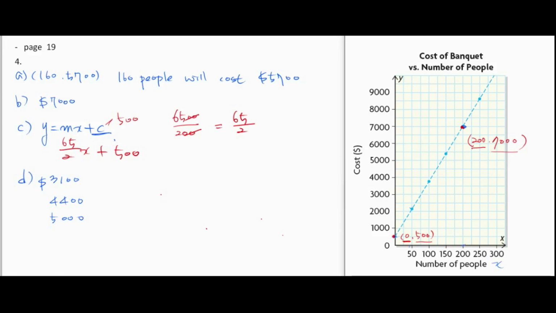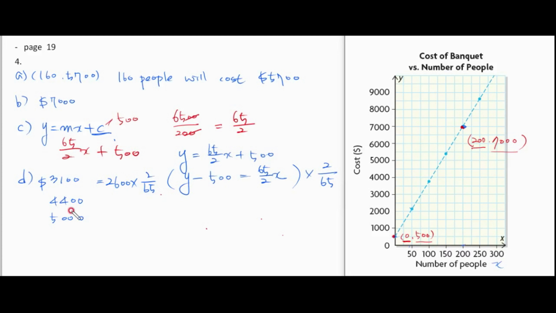And D asks, using the equation, to find out how many people attended if the cost is $3,100, $4,400, and $5,000. So because the cost is y, we'll just manipulate the equation a bit. y equals 65 over 2 x plus 500, so the 500 will go over. y minus 500 equals 65 over 2 x. And again, to make x alone, we'll multiply by 2 over 65 on both sides. Then it will be 3,100 minus 500, which is 2,600.